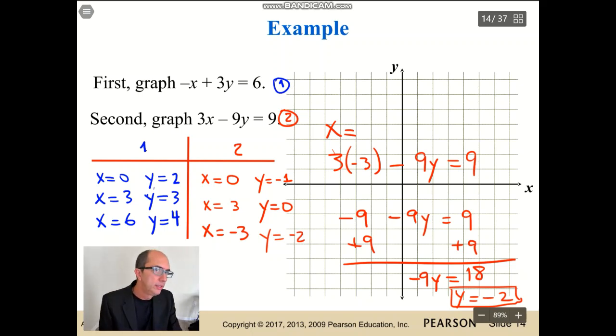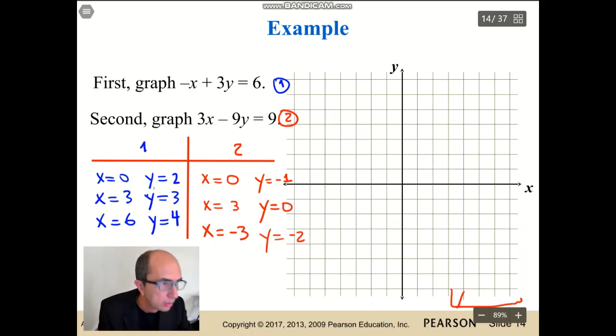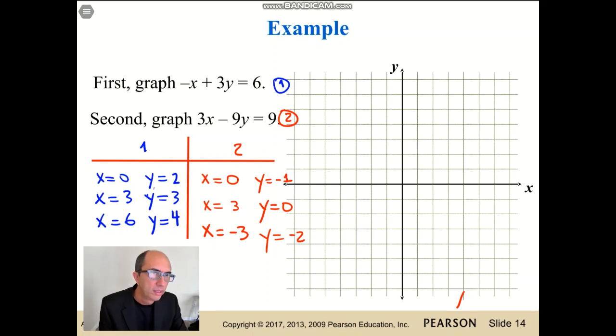Now I can plot the lines, and it's going to be interesting. Check what's going to happen here. First, line number 1, this equation here, number 1. So let's plot the blue line. X equals 0, y equals 2. The point is going to be here.